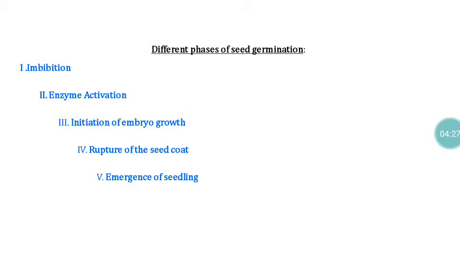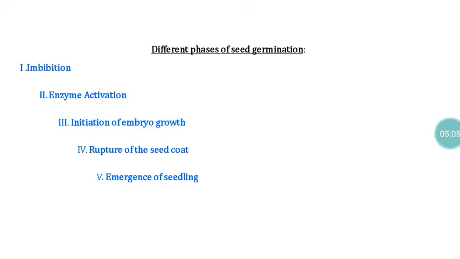These are the different phases of seed germination. Seed germination undergoes 5 different phases. The first one is imbibition, followed by activation of the enzymes, and that activation of enzymes leads to degradation of the stored food material, that is, complex material converted into simple material. Then the simple material enters the glycolysis process, which generates the energy molecule ATP, and that is supplied to the embryo for initiation of its growth, for resumption of its growth.